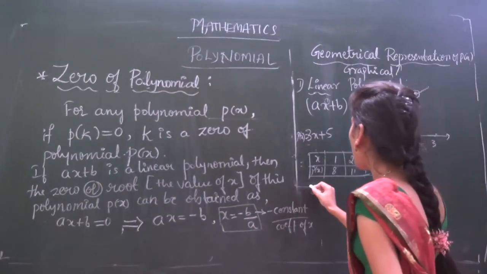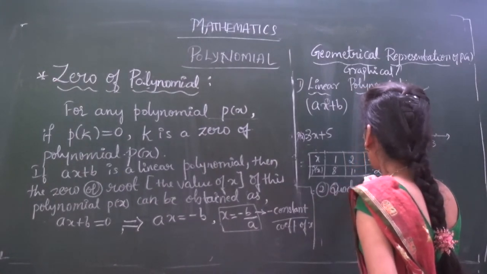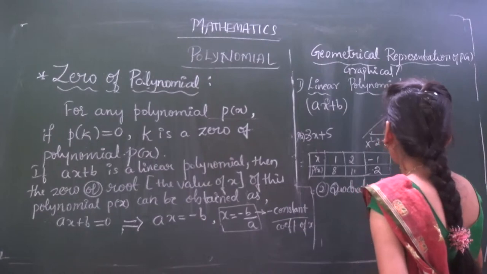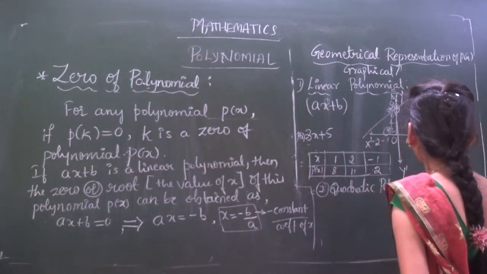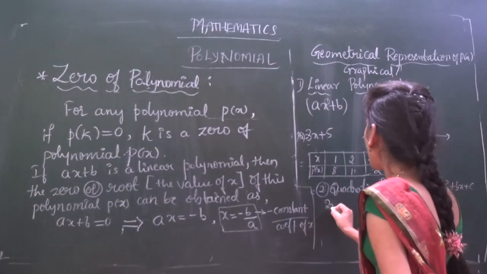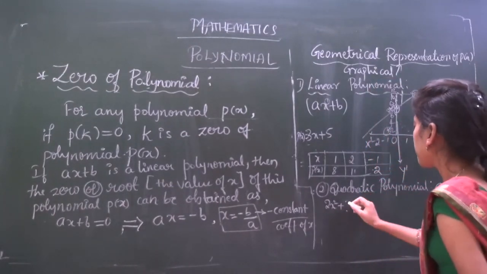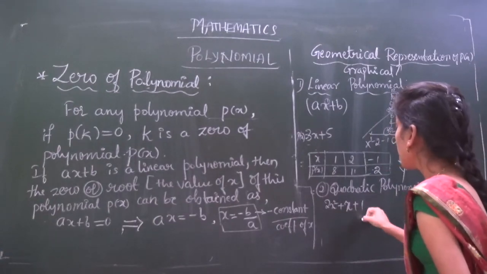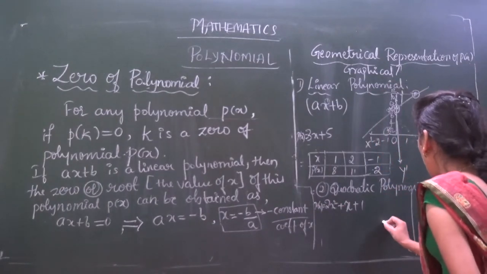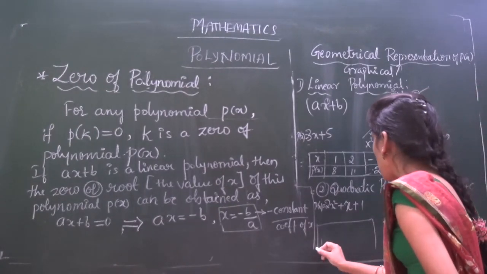Likewise, next is the quadratic polynomial, that is ax square plus bx plus c. Suppose you have 2x square plus 3. Just take a simple equation here for understanding purposes. See, if x is equal to 1, what does p of x become?